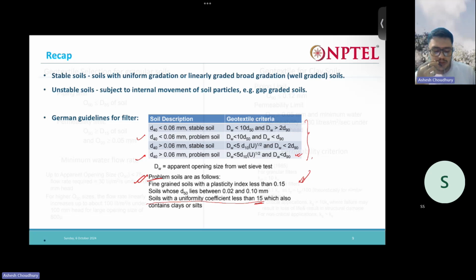Then we saw the German guidelines, which are described for two types of soil: stable soil and unstable soil. When do we call a soil stable, and when unstable? Those are mentioned here. Gap graded soils are generally unstable soil. The other properties of the problem or unstable soil are also given here: soils whose D50 lies between 0.02 and 0.1, soils with uniformity coefficient less than 15, and all of those.